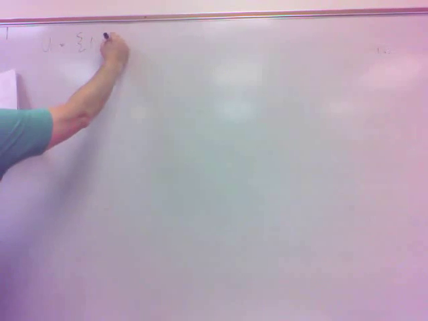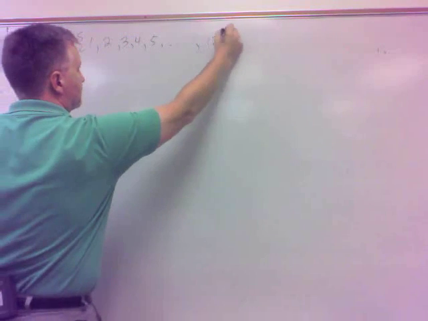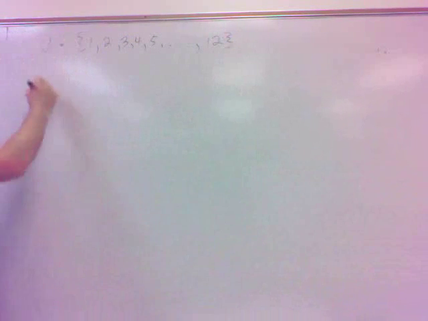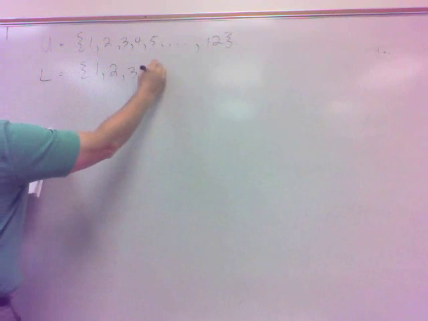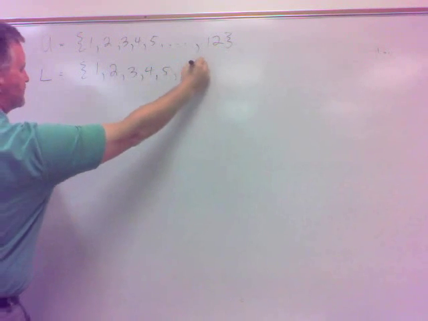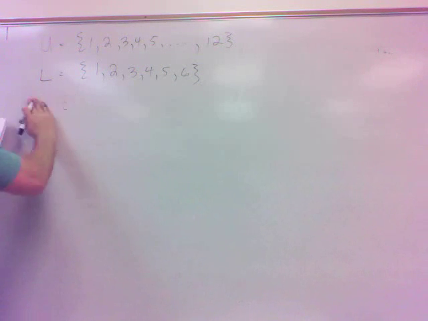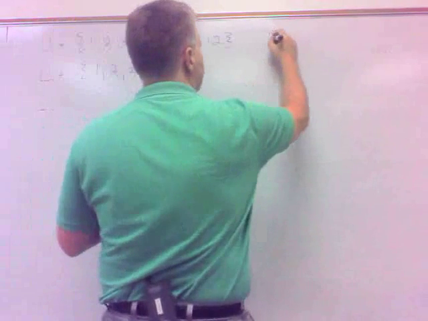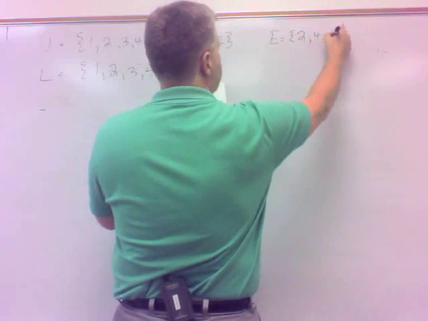Talk about these sets here. Universal set 1 through 12. Set L is 1 through 6. Let's do E right here. E is 2, the even ones, 2, 4, 6, 8, 10, and 12.